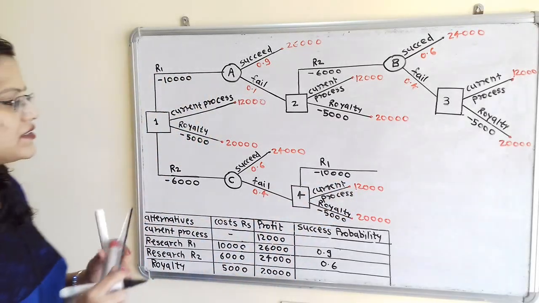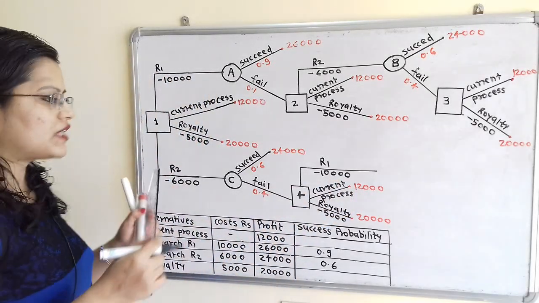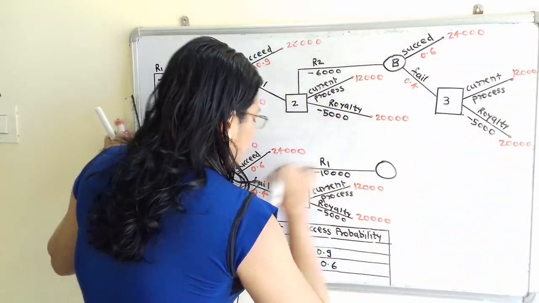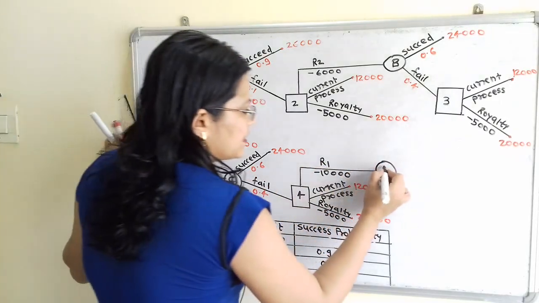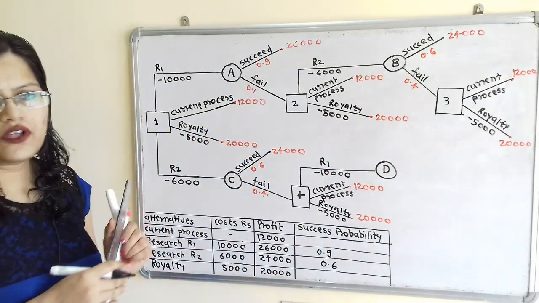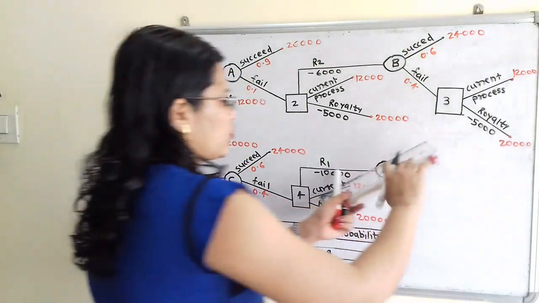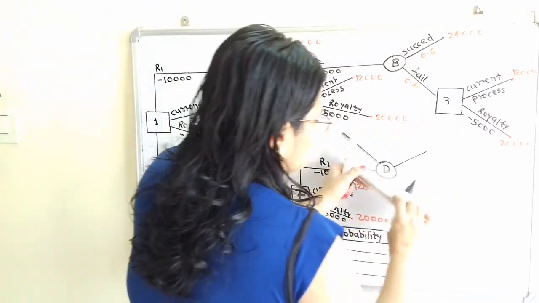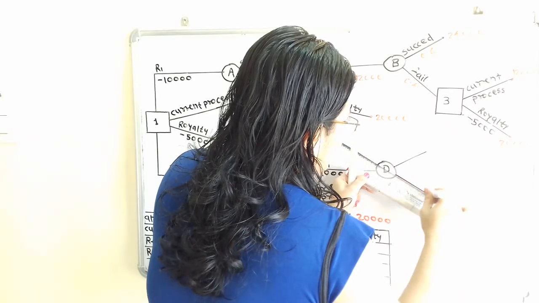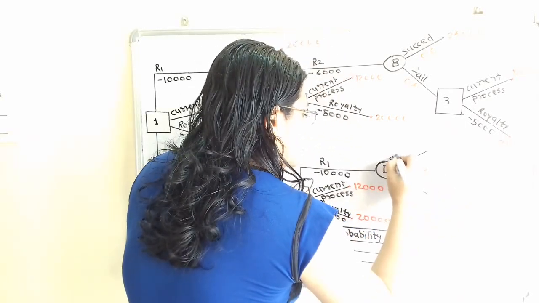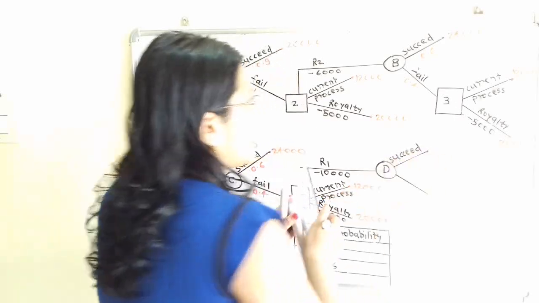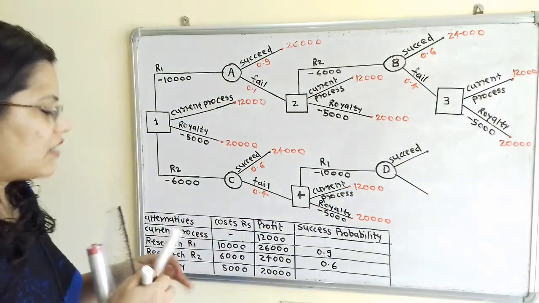Now for this minus 10,000, again there are two chances. We have to show these chances with an event node. So the next letter will be letter D. For this letter, again we have to show two branches. First branch is for success and the next branch will be for failure. If this research R1 succeeds, then we have to show here the outcome.